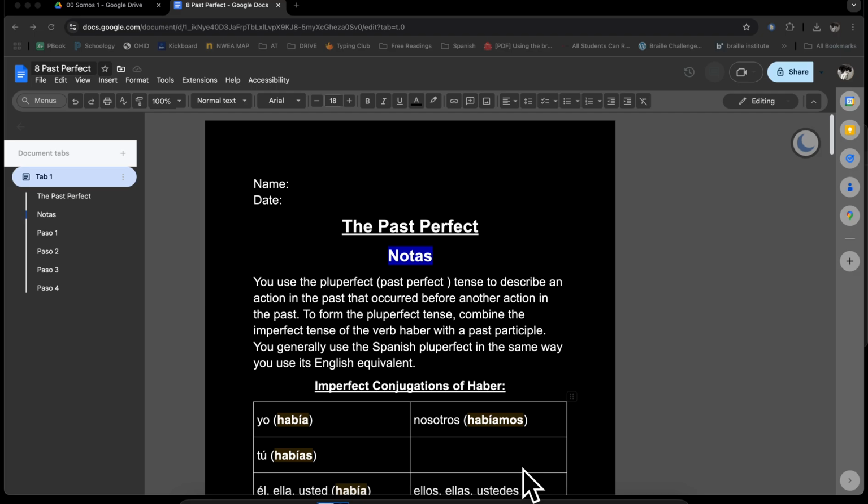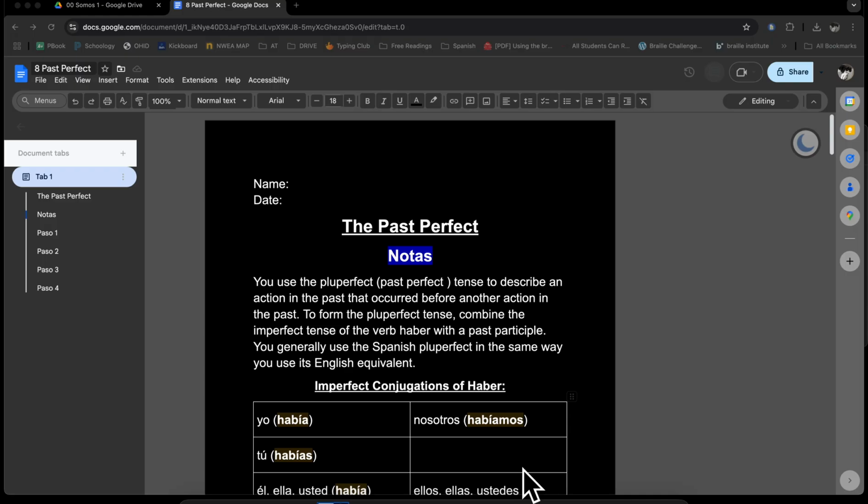All right, so let's briefly talk about the past perfect tense in Spanish. The past perfect is going to be a tense that we're going to use to describe actions in the past that occurred prior to other actions in the past. You're familiar with this concept because we've learned about the present perfect, right?